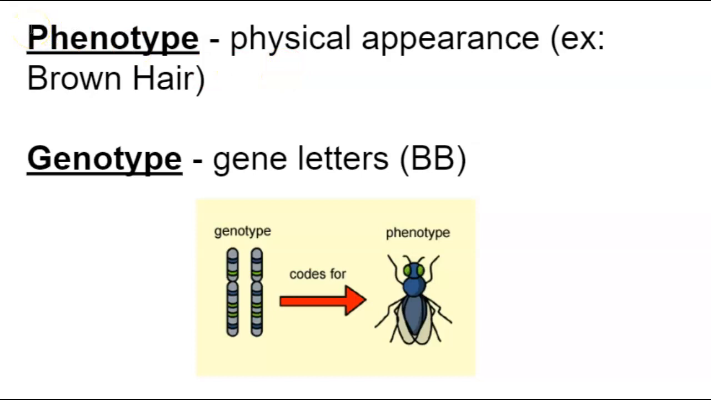If at the end of the problem it says, what are the phenotypes of the kids? We're talking about the physical appearance, so what they physically look like, whatever their traits are. It could be a disease, eye color, or hair color. If we're talking about genotypes, we're asking what the possible gene letters are that the kids could have. So it's two different things there.